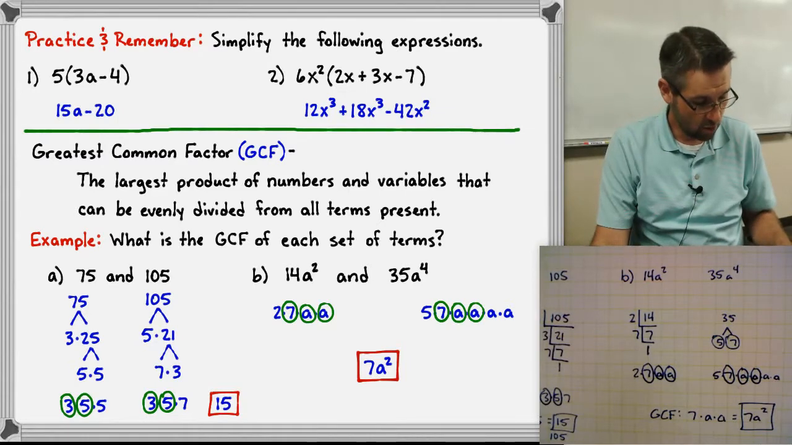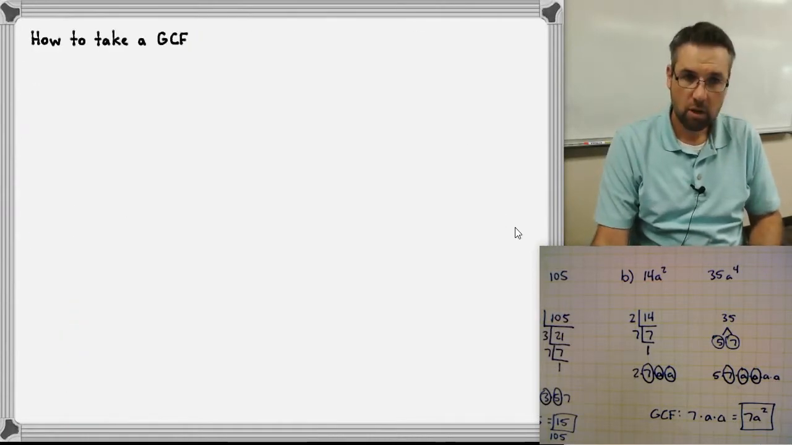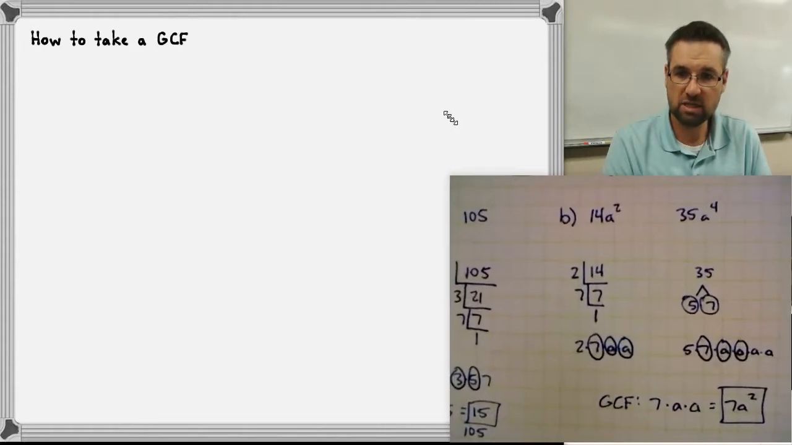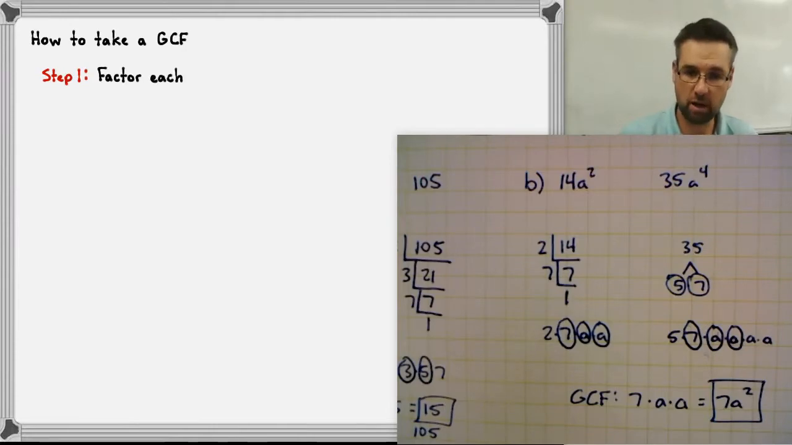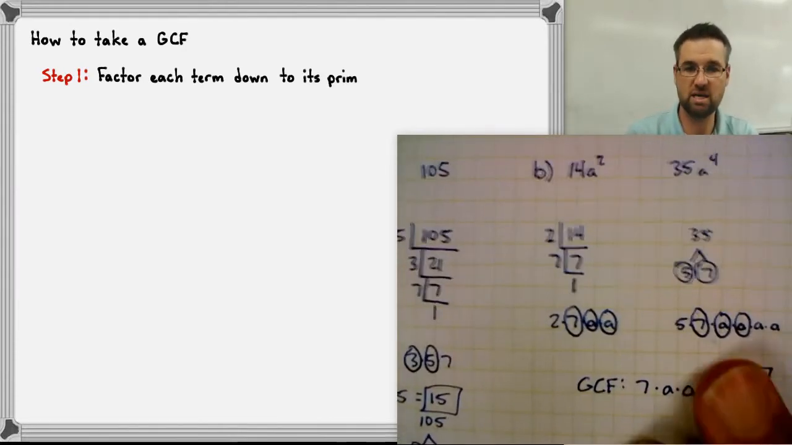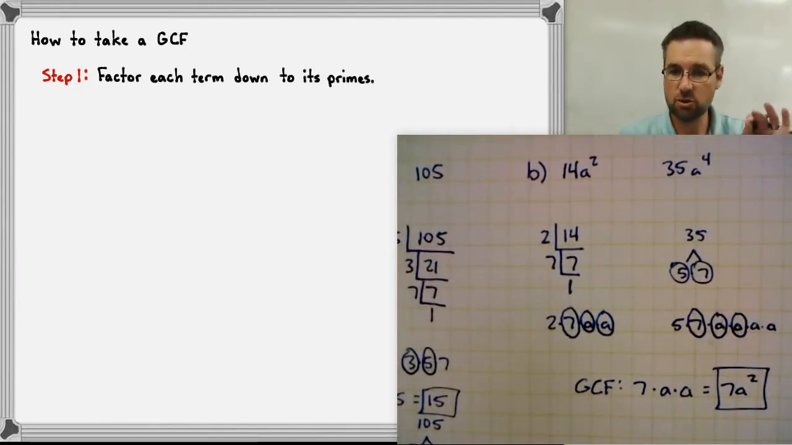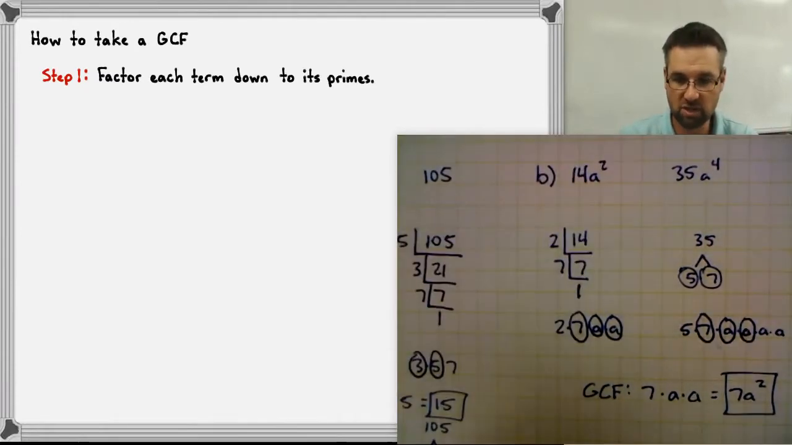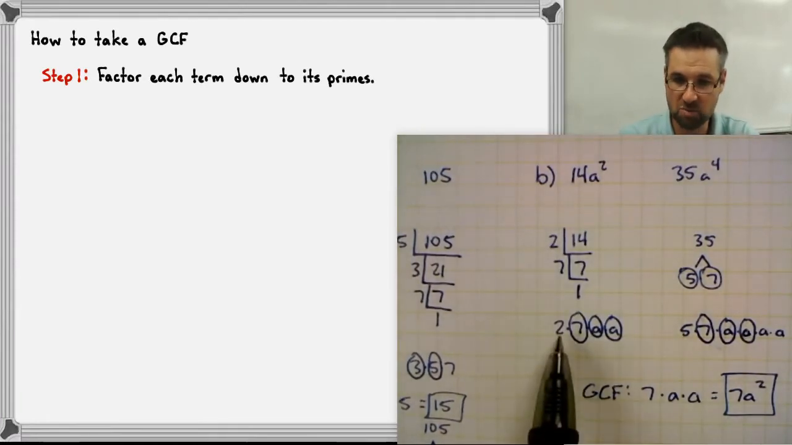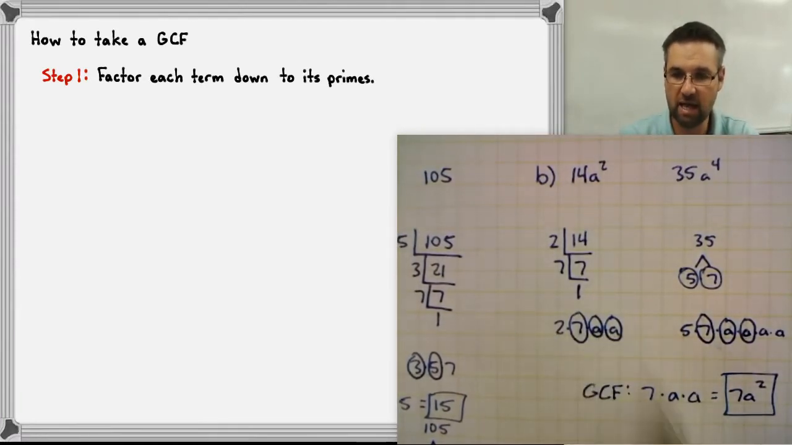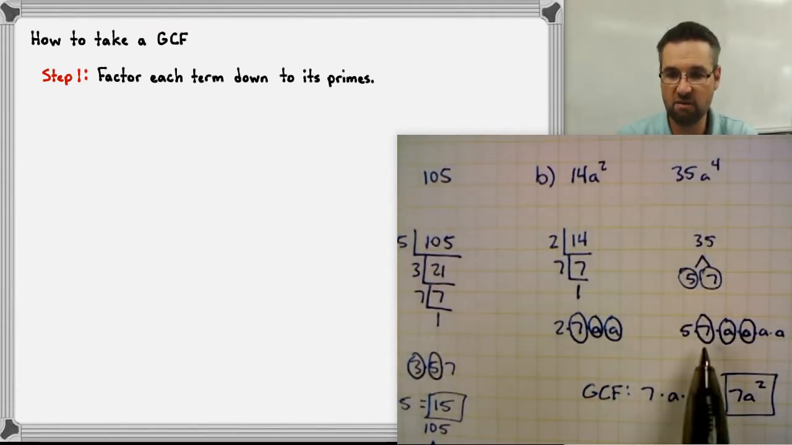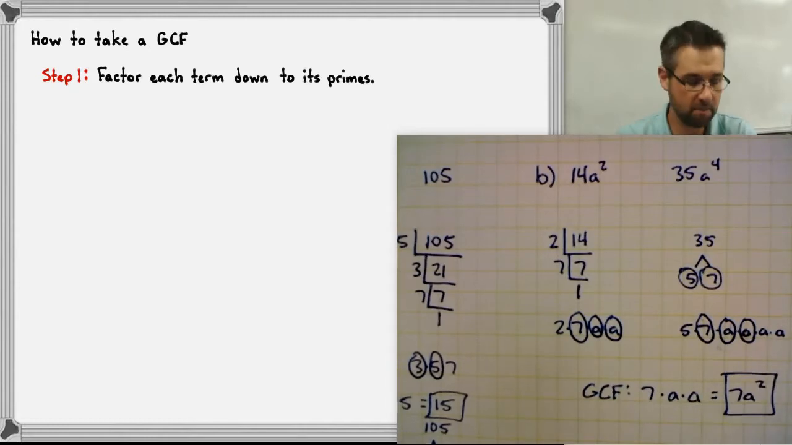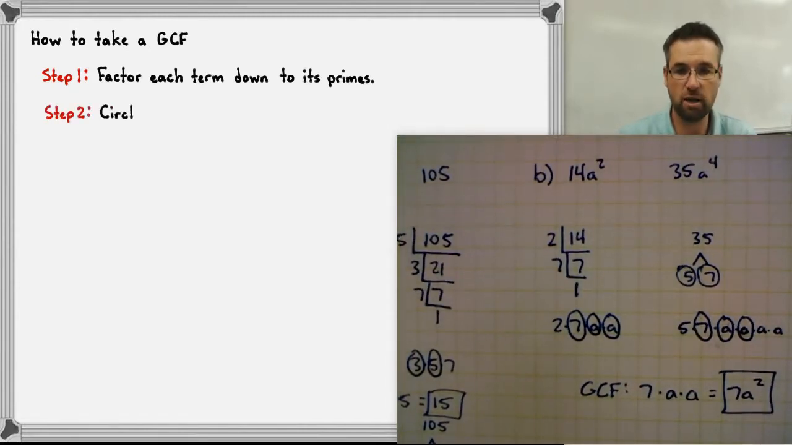Let's go ahead and go on to looking at, go ahead and put this in your notes. This is going to be very important here. How do you take a GCF? Well, there's a few steps here, and I just kind of want to summarize it according to what we did here. Step one is to factor each term down to its primes. What does that mean? Well, here we took the 14a squared and we factored down to its primes. Its primes were 2, 7, a, and a. The prime factors of 35a to the fourth are 5, 7, a, a, a, a. Okay, so we factored it down to its primes.